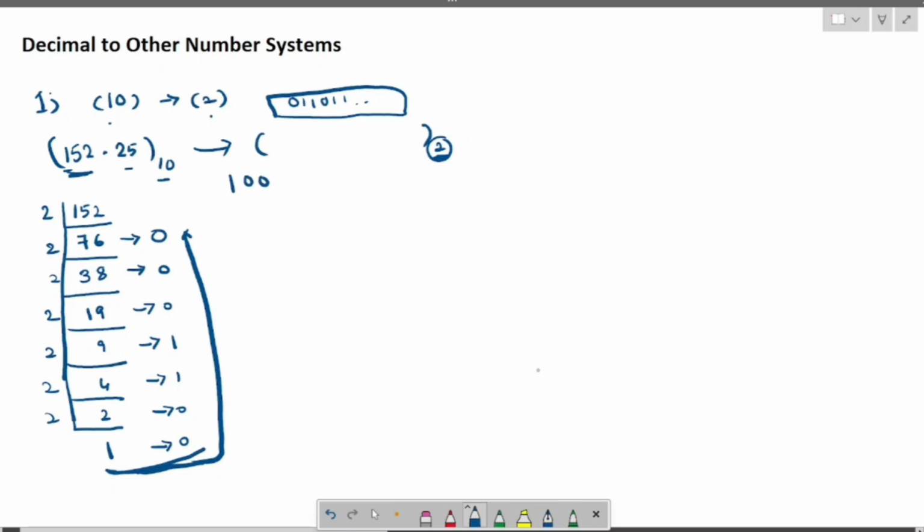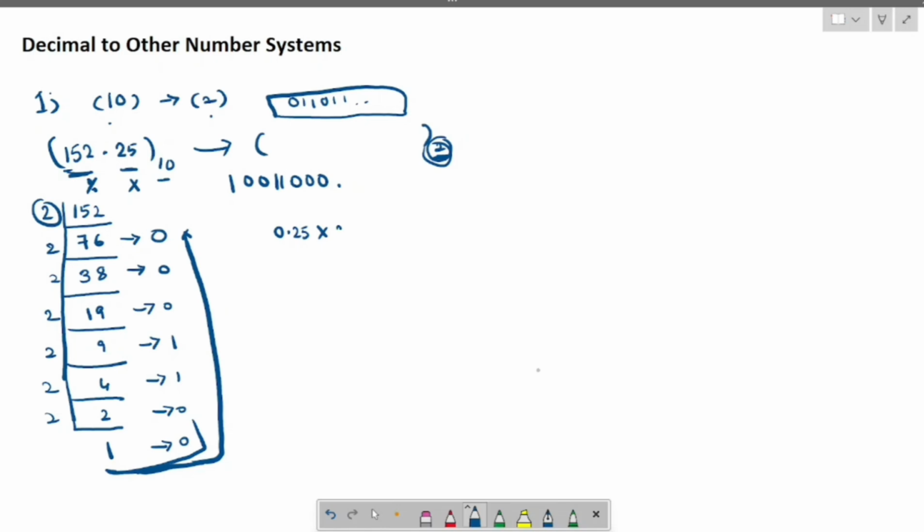Okay, 1 0 0 double 1 triple 0 double 1 triple 0. Now again after the point we need to do it, like 0.25. Here we divided, right? After the point we need to multiply. So before the point we need to divide, after the point we need to multiply with 2, only 2, for the conversion to base 2, right? So before the point we need to divide, after the point we need to multiply. Simple thing. Multiply with 2.